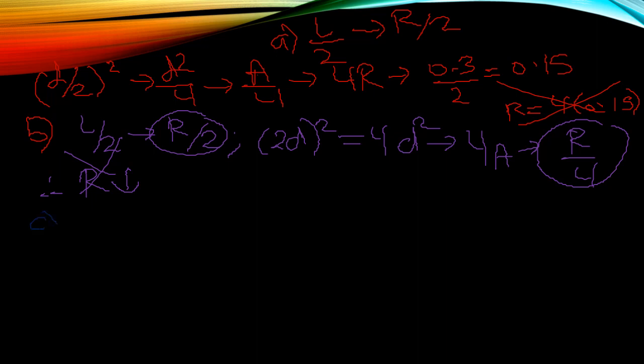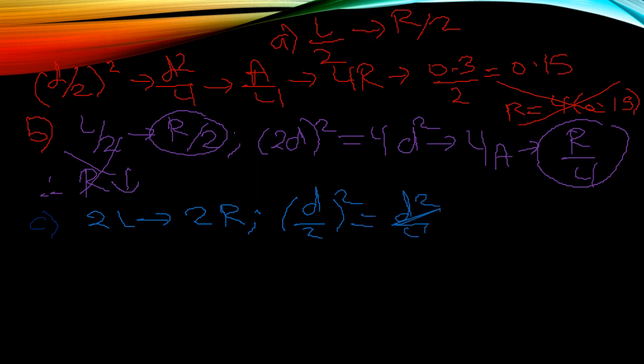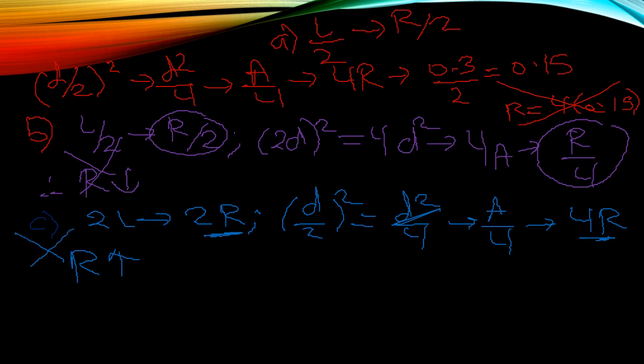Let's have a look at option C. So I'll use a different color for that. So now the length has been doubled, so my resistance will also be doubled. And then at the same time, my diameter has changed, so d over 2 all squared. So we end up with d squared over 4, which means that my area is also going to be divided by 4, but that means that my resistance is going to be multiplied by 4. And the end result over here is that my resistance is just going to increase. So it's going to be multiplied by 2 and then it's going to be multiplied by 4. So it's going to be much more than 0.15 ohms. So C is also not correct.